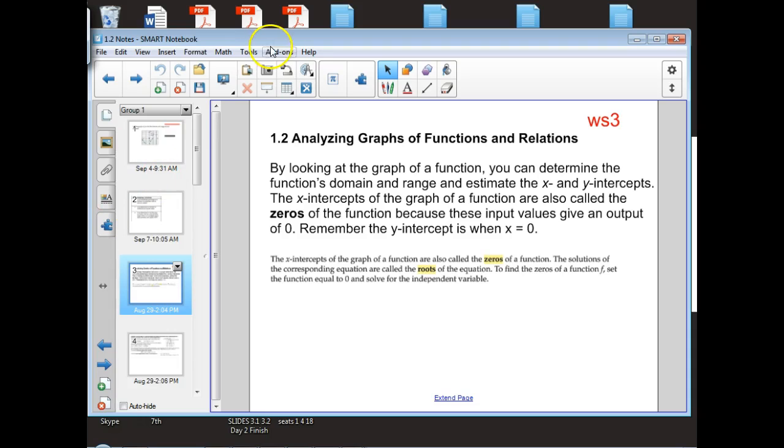It's adorable. Alright. Can y'all find worksheet 3?